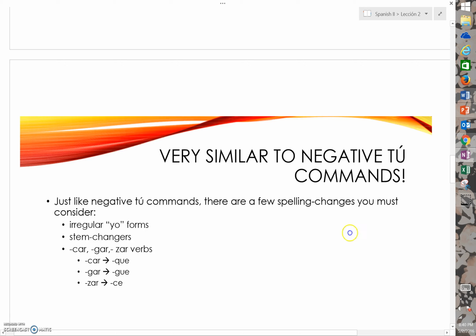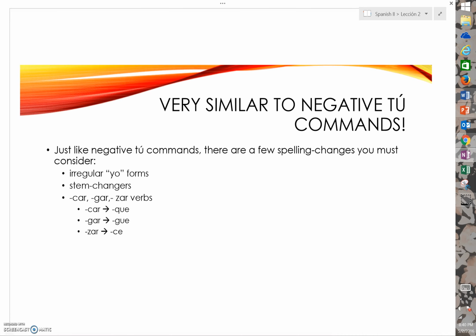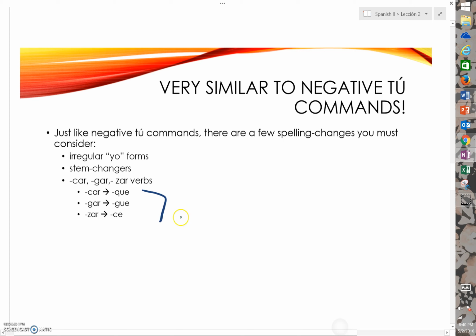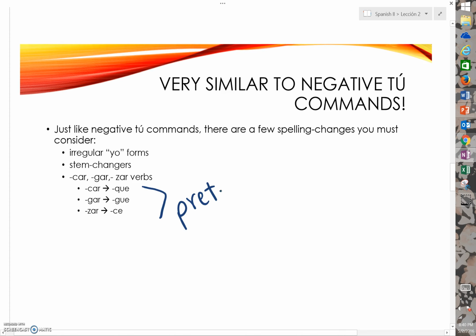Just like negative tú commands, we have to remember our irregular yo forms and stem changing verbs. We also have to take -car, -gar, -zar verbs into consideration. So with negative tú commands, our -car would go to -ques, -gar to -gues, -zar to -ces. But with affirmative usted commands, we just change -car to -que, -gar to -gue, -zar to -ce. These are essentially our preterite yo form endings for -car, -gar, -zar verbs, except no accent.